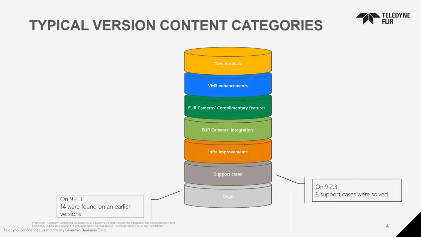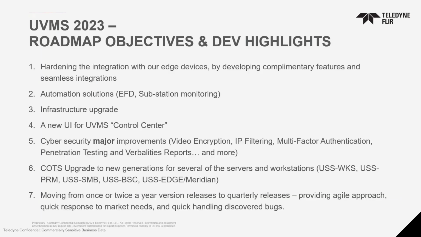So let's take a quick look at the 2023 UVMS roadmap. Most of these correlate directly to the layers of the new release structure we just saw. One is the two green layers, right, cameras. Two are the top two blue and yellow layers, right, VMS enhancements and new verticals. And three had its own layer right above the bug fix and support cases at the base. Now, number four is something that's on its way, right? A new UI for Control Center.